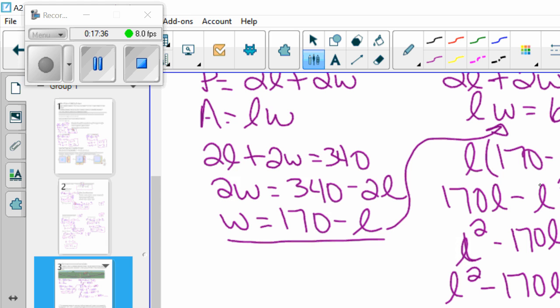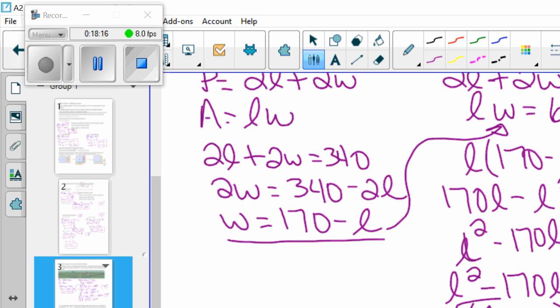So now to find that number that we're going to add to both sides, so negative 170, cut in half, and then square that. So negative 170 cut in half is negative 85, quantity squared, so we get 7,225 is what we're adding to both sides. So now this side will factor, so I get L minus 85, because there's minus 170L, quantity squared equals negative 6,000 plus 7,225 is 1,225.